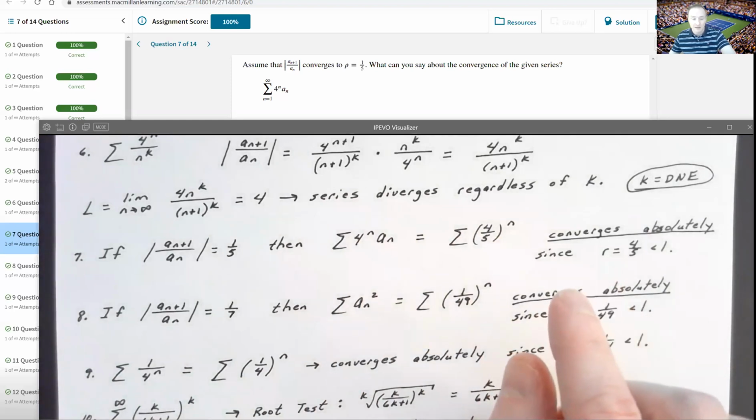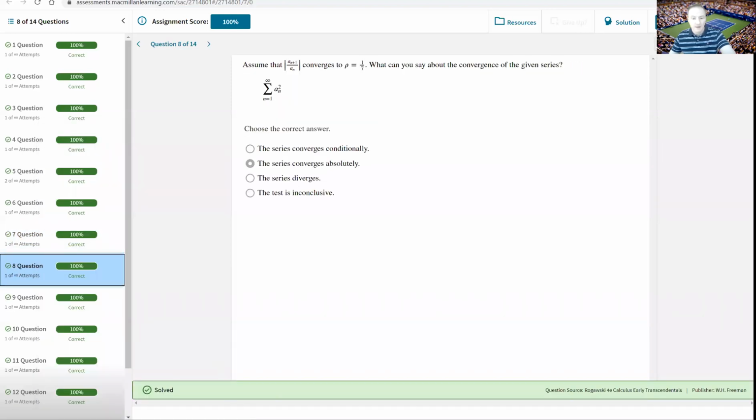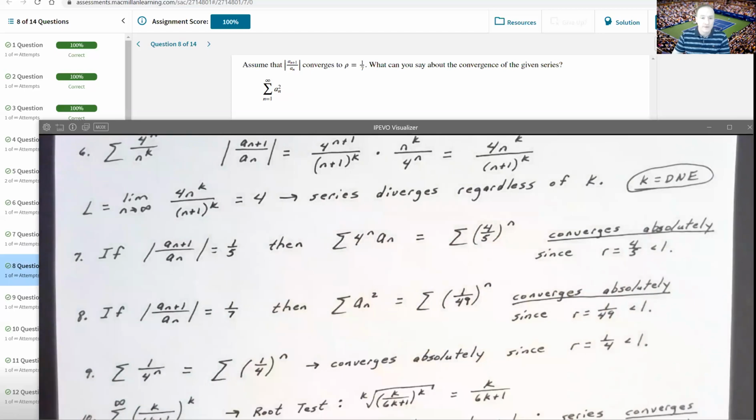For number 8, extremely similar question here. It's saying, well, what if your a sub n plus 1 over a sub n converges to 1/7? What can you say about the convergence of the given series a sub n quantity squared inside the summation? You can say, well, if a sub n plus 1 over a sub n is equal to 1/7, then naturally a sub n itself is going to get smaller and smaller by a factor of 1/7 as it goes from the nth term to the n plus first term.